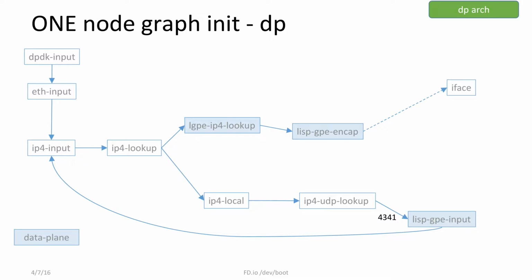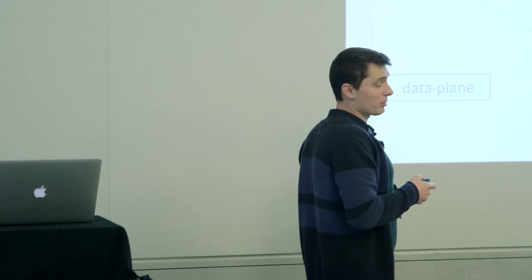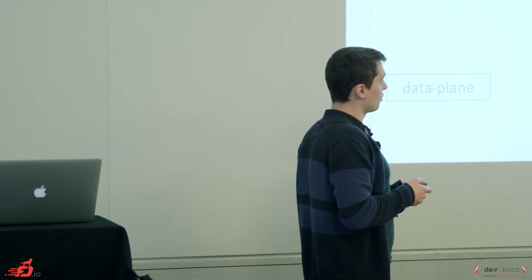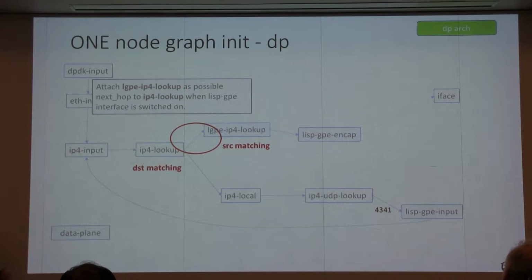So the LISP data path would attach itself at the IP lookup. And why it does that, it does it for two reasons. First, if you remember from the previous slides, we said we want to do maybe both source and destination forwarding. So based on who's the source and the destination, we want to decide where we want to encapsulate. So in this case, IP lookup gives us a very good destination lookup mechanism, and we want to replicate that, want to do source matching as well.